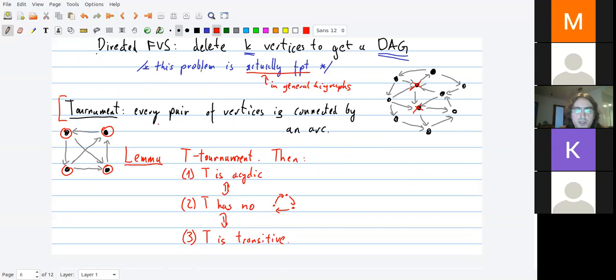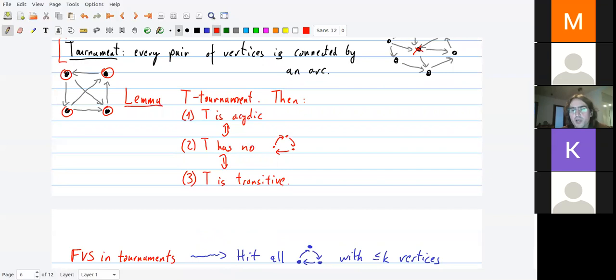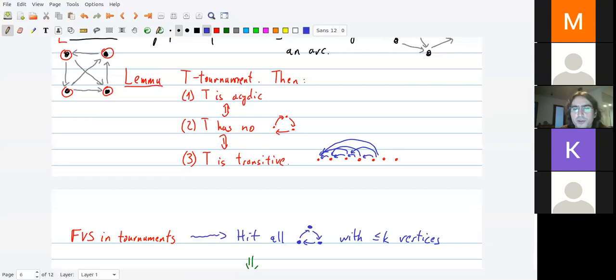And acyclic tournaments, you can very easily see how they look. So if T is a tournament, then being acyclic is equivalent to having no directed triangles and is equivalent to being transitive. And by transitive tournament, I mean a tournament that you can lay out in a linear order so that all the edges are going to the left. So essentially, an ordering where the edges give you a total order on the graph.